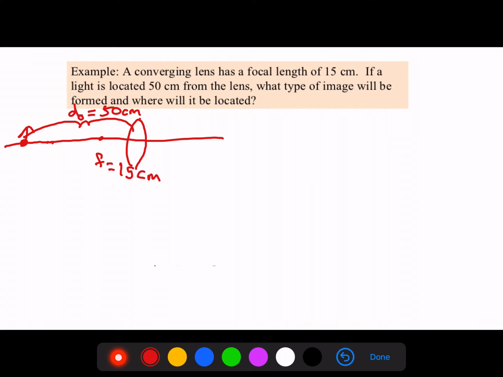There are various questions being asked in this example. We want to know what type of image is formed. If you see this type of image, we mean, is it real or is it virtual? Okay, and we want to know where it will be located. That is to say, we want to know what is DI. Okay, so the real and virtual can come out in my sign conventions.